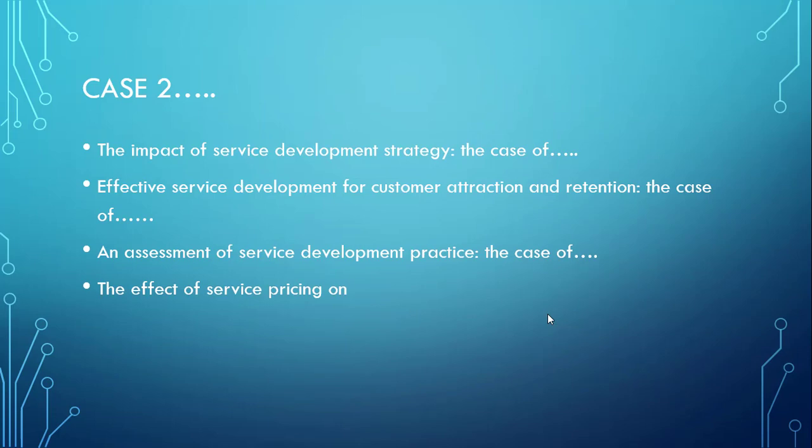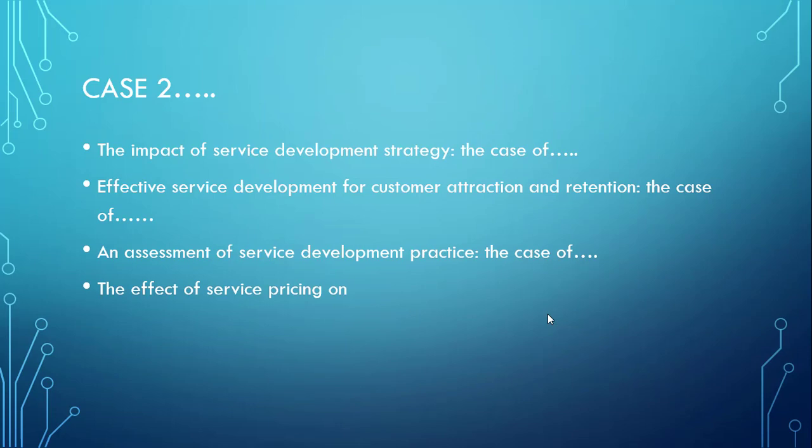Okay. Let's see the second topic or the second title. It says effective strategy development for customer attraction and retention, the case of, again, a certain company or a certain industry. It discusses the effect. Okay, effective service development, meaning you are discussing the service development process, the service as a product. Does it have any relation, service development and that of customer attraction and retention? Of course, it has a certain relation. So when you think of this, it indicates both the dependent and the independent variable.